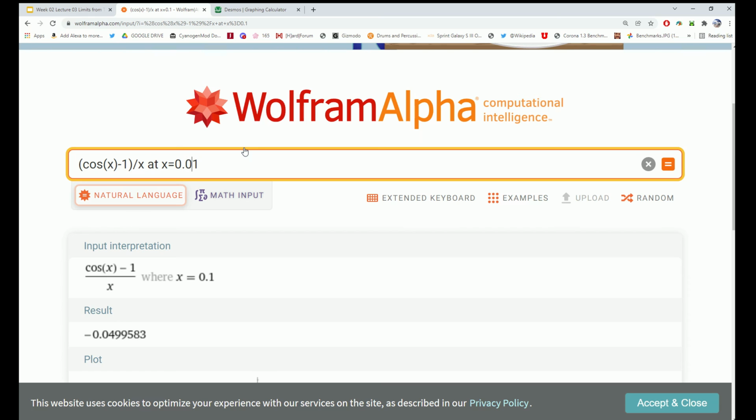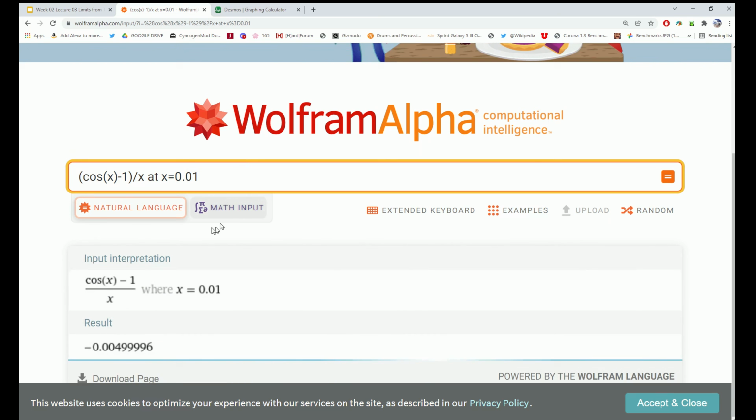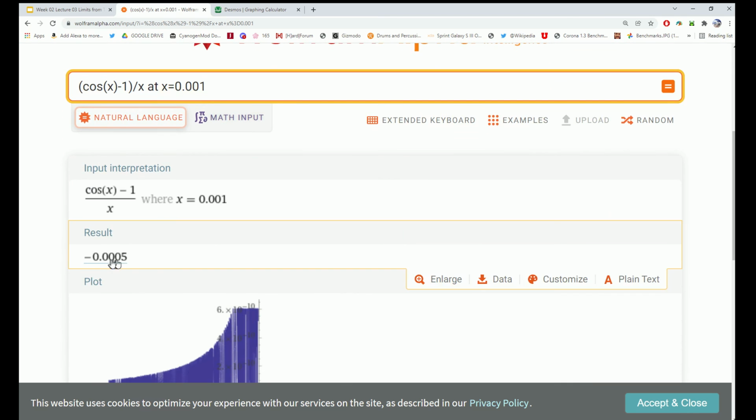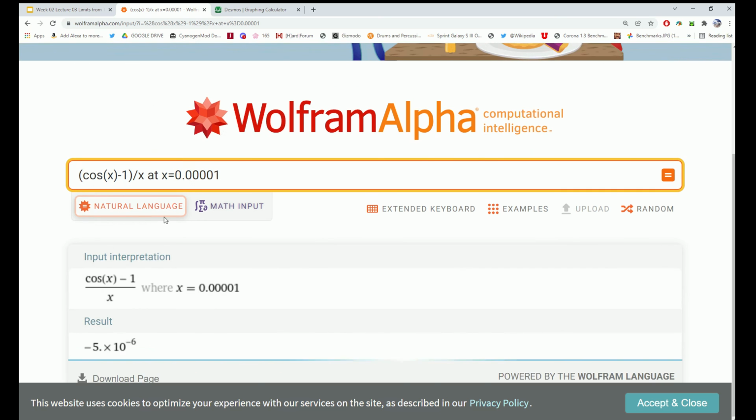And then you change this to a 0.01. And you see it's negative 0.00, so there are two zeros here this time. You make it 0.001. Now it's negative 0.0005, three zeros, right? And what you should be noticing is that the closer this x value gets to 0, the closer the result gets to 0 when you plug that into your function, right?